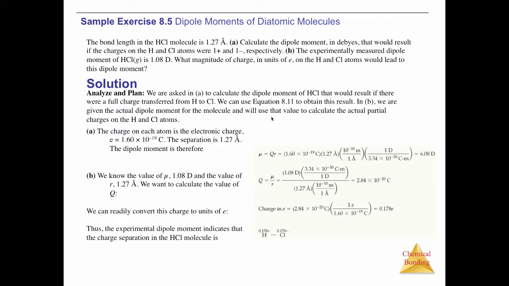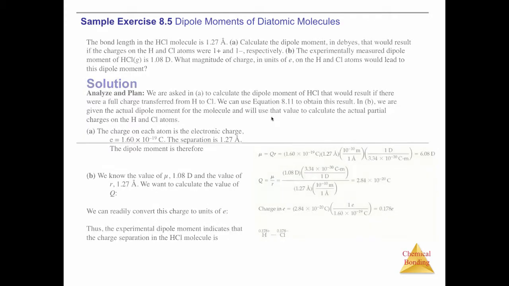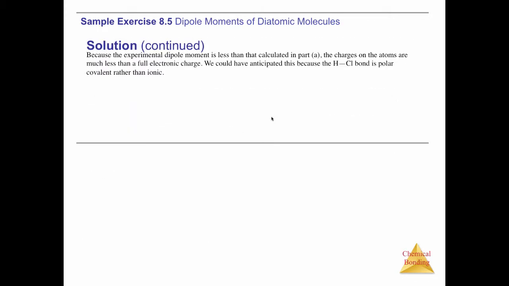This tells us that the experimental dipole moment indicates that the charge separation in the hydrogen chloride, or HCl, molecule is plus 0.178 for hydrogen and minus 0.178 for chlorine. Because the experimental dipole moment is less than the calculated in part A, the charges on the atoms are much less than a full electronic charge. We would have anticipated this because the HCl bond is polar covalent rather than ionic.